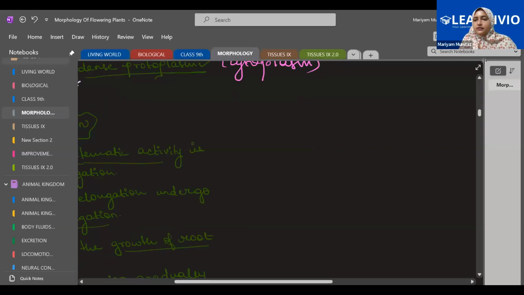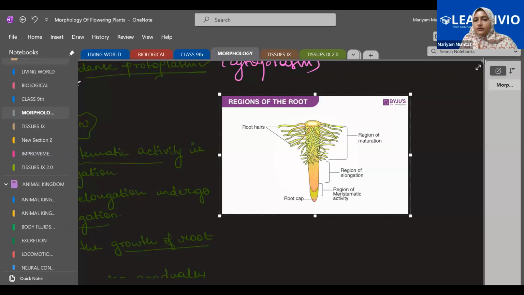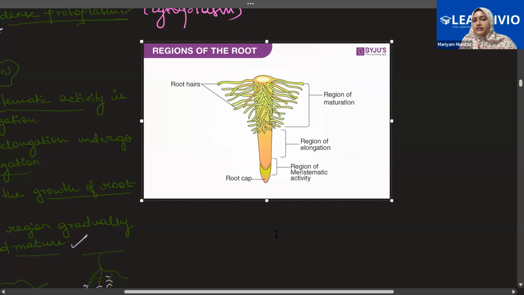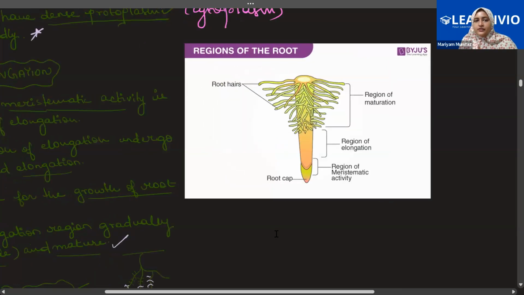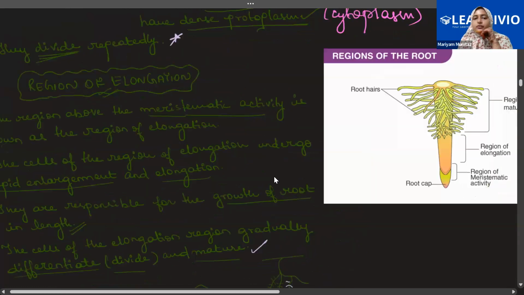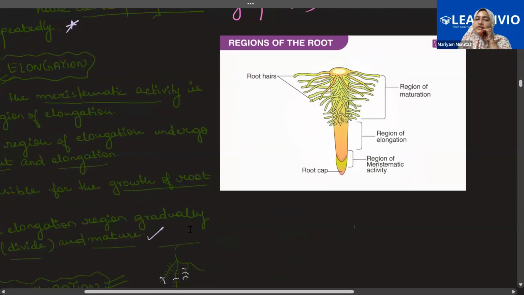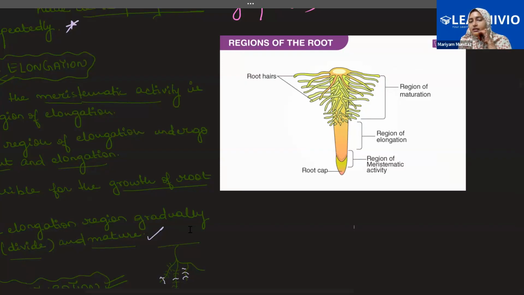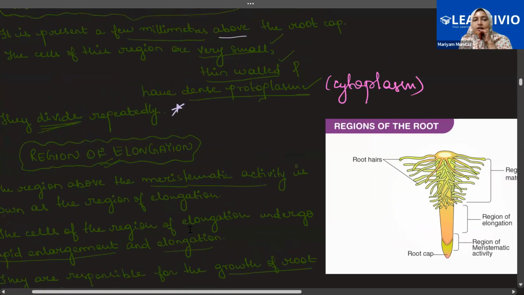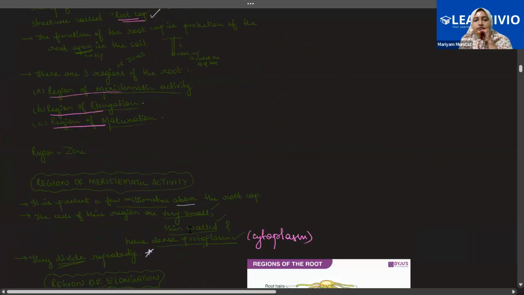Okay, can you see it? I took it from the internet only. So now you can see the regions of the root. While you're taking down the notes, you can draw this also. Because if questions about regions of the roots are asked in the exam, and if you draw this in support of your answer, full marks. So now you can note it down. Then we'll move forward.